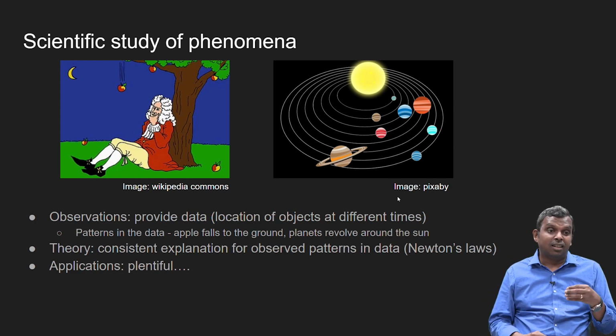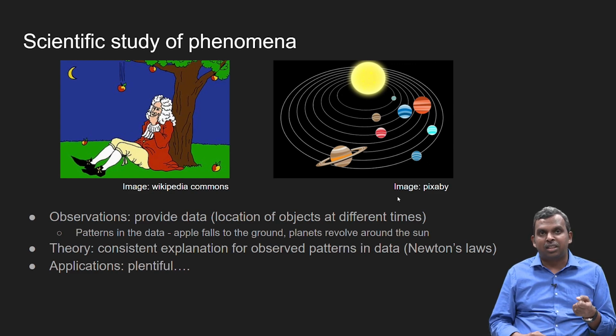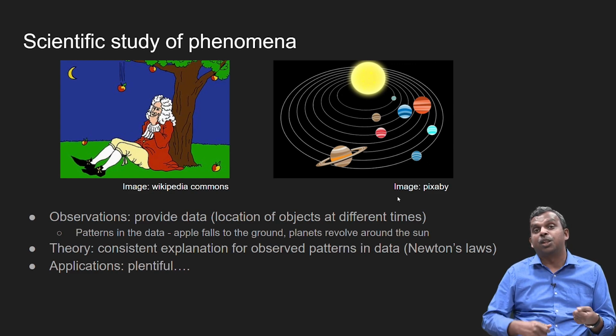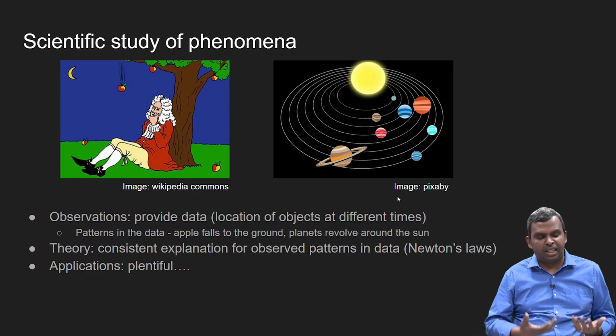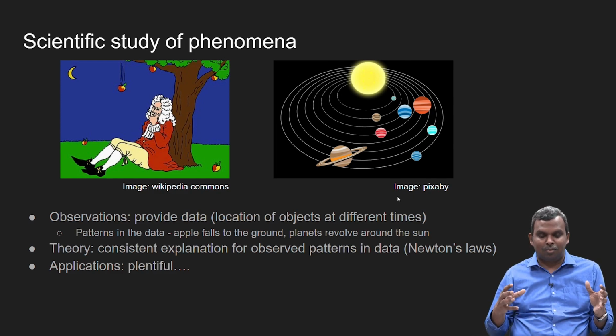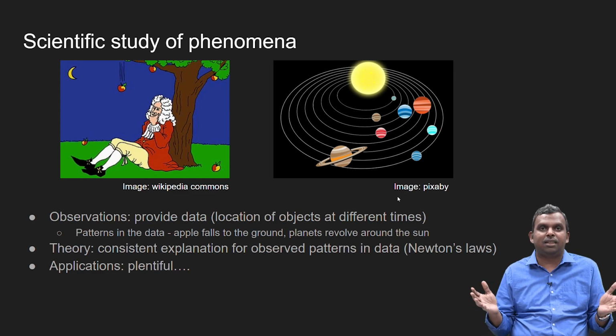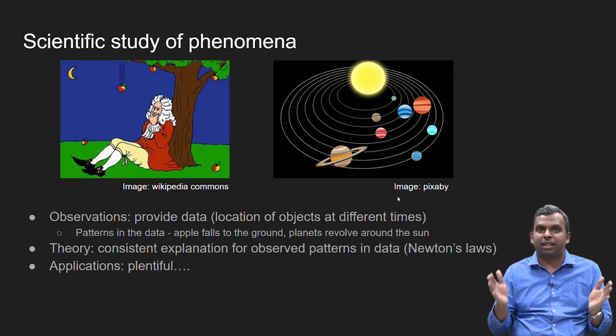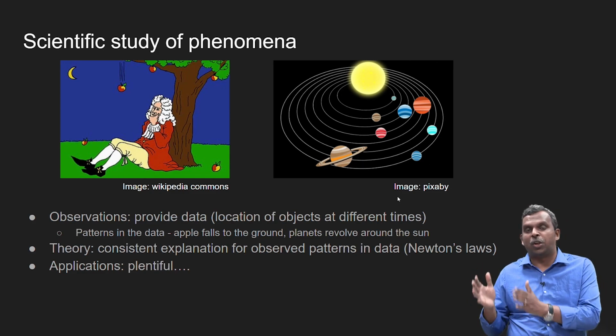So that's what theory does, and when you have a theory which can explain all these patterns, you can put it to use. The applications are plentiful. You can see all the applications of Newton's laws all the way around you. I don't have to say anything more. So this is how science works. This is how a proper, rigorous scientific study of a phenomenon works.